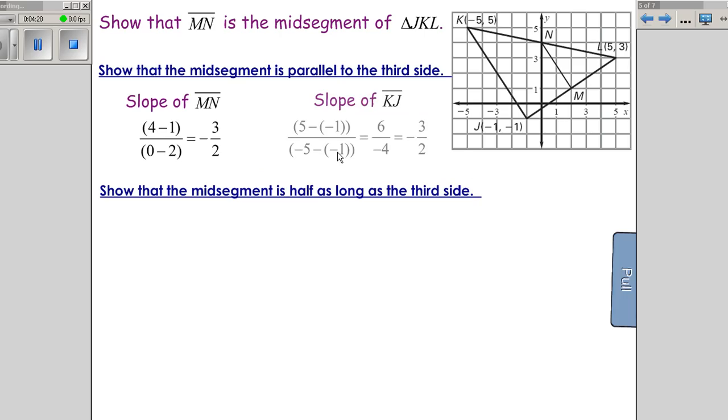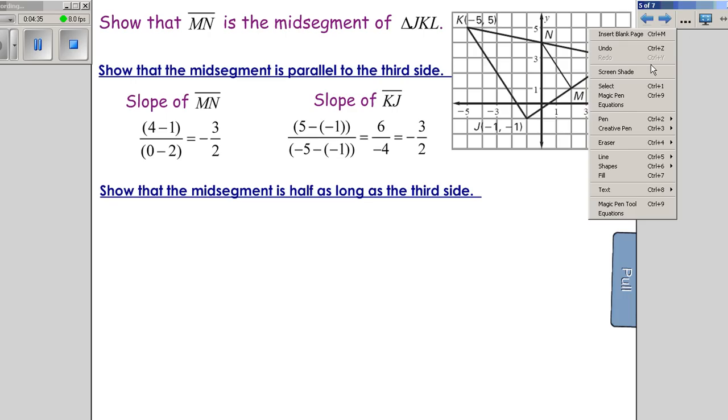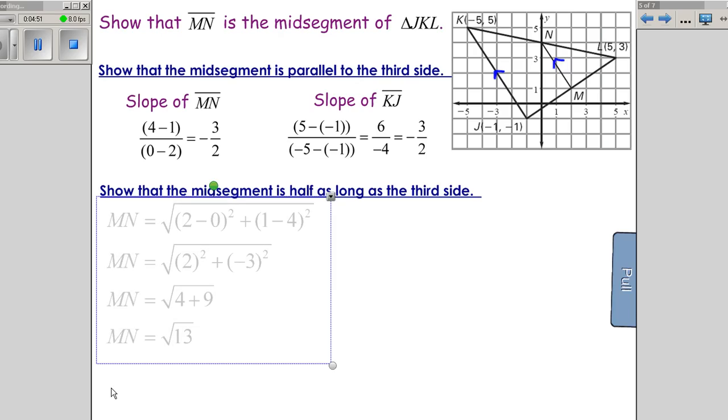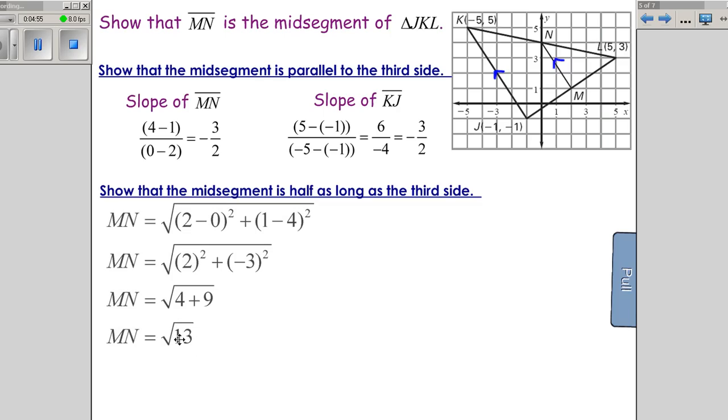So we're halfway there. We know that both of them have the same slopes, so those segments are parallel. And that's good news. But we also need to show that MN is half as long, or in other words, KJ is twice as long as MN. So in order to do that, we need to use the distance formula. So when we calculate the distance between points M and N, we find out that the distance is √13.